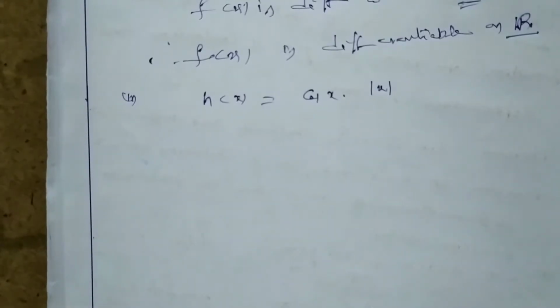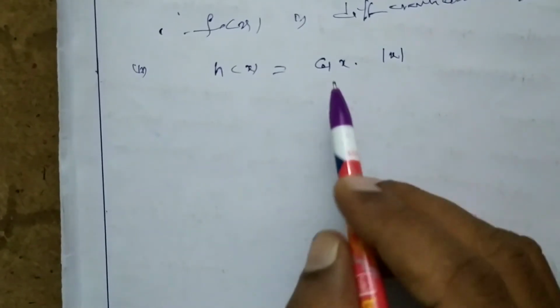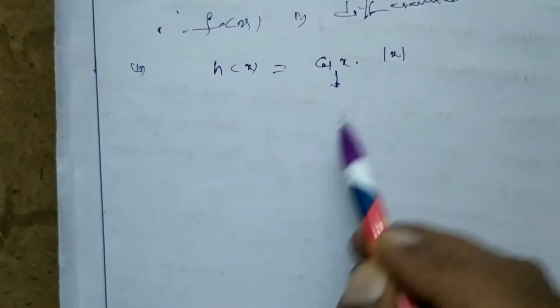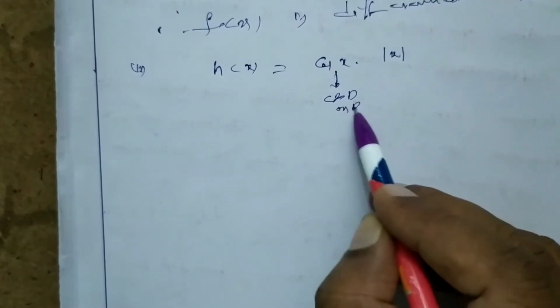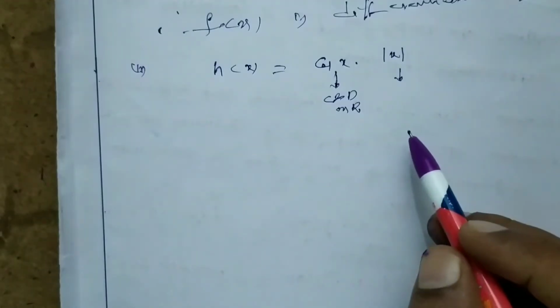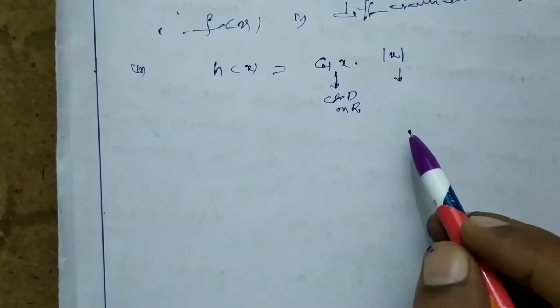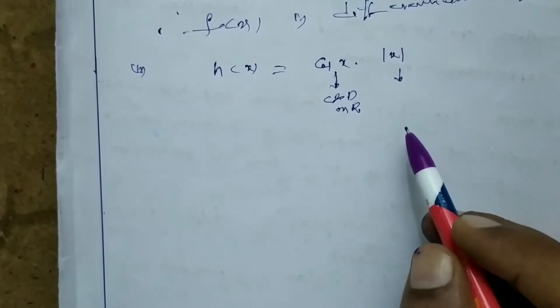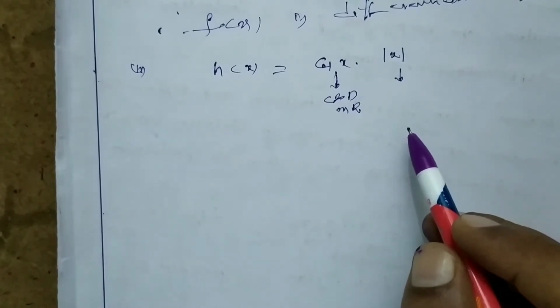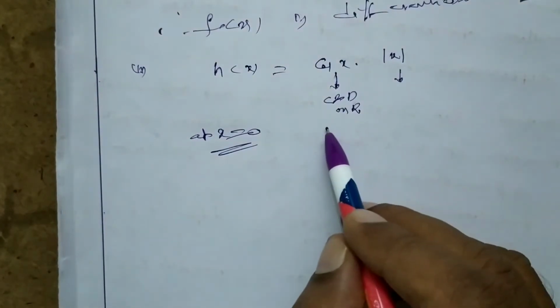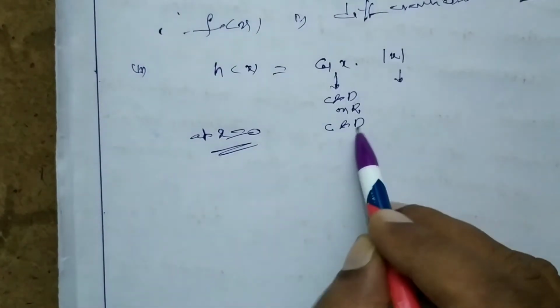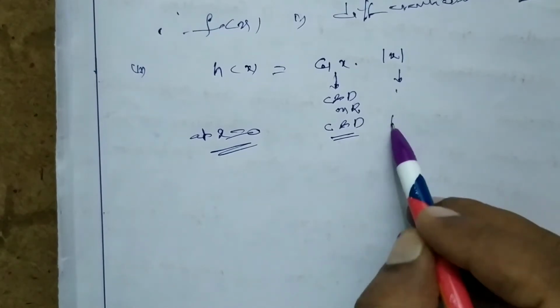See here, h of x is equal to cos x into modulus of x. If you see, the first function is continuous and differentiable on R, and the second function is continuous on R but not differentiable at x is equal to 0, as in the previous case. So at x is equal to 0, the first function is continuous and differentiable, but the second function is not differentiable.